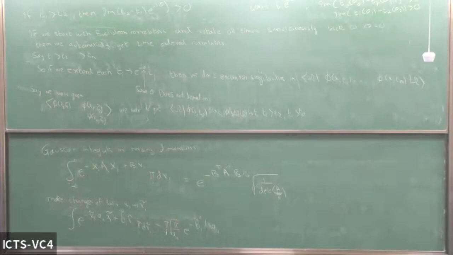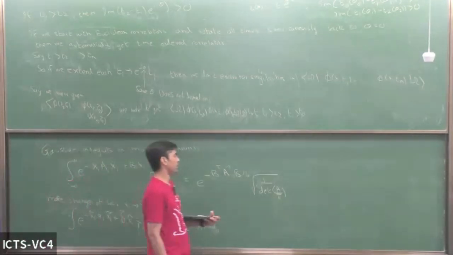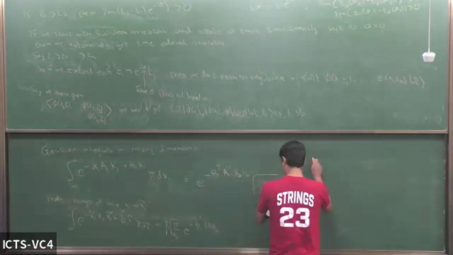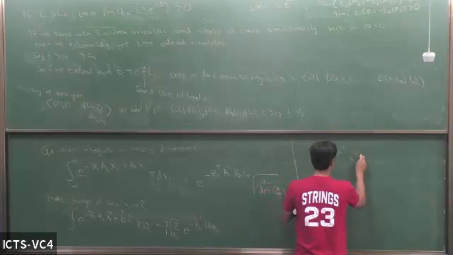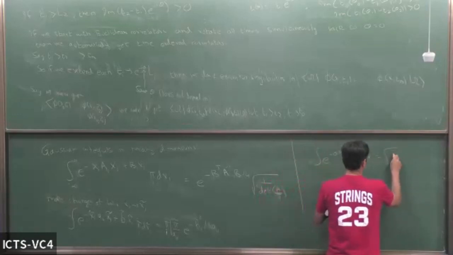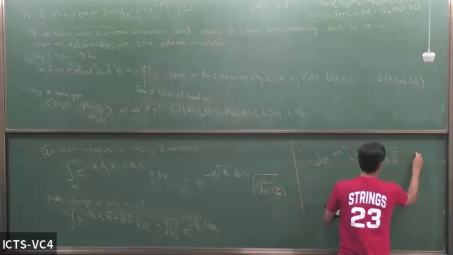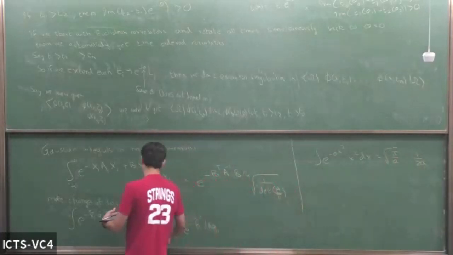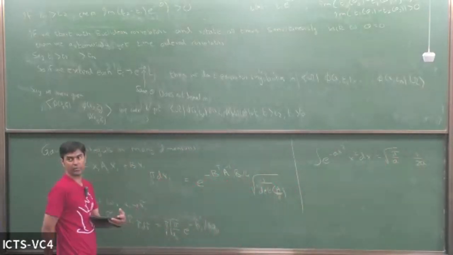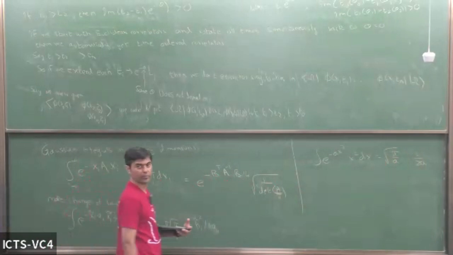One more formula you should remember, which basically just follows from this, but let me write it down once more: the integral of e to the minus a x squared times x squared dx. Where did this come from? This just comes from differentiating this formula with respect to A. You just differentiate it once with respect to A, and you'll get this answer.